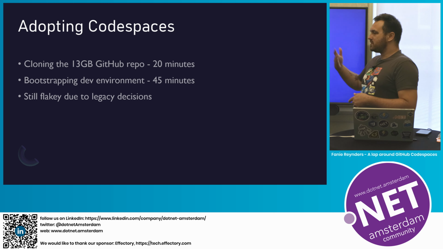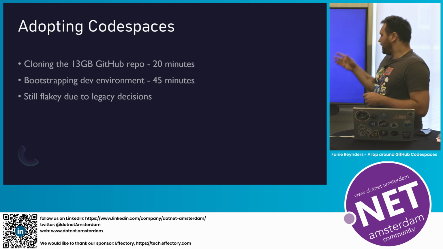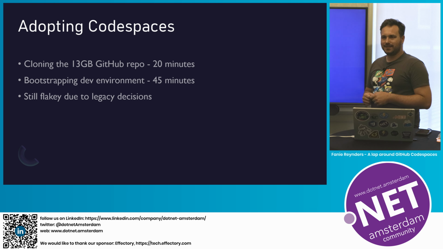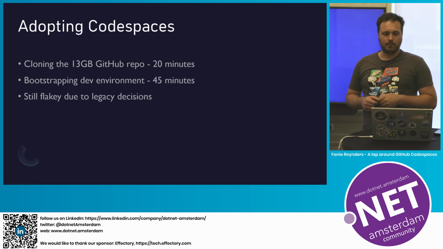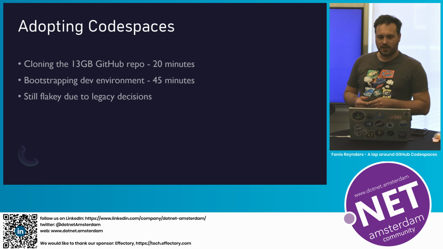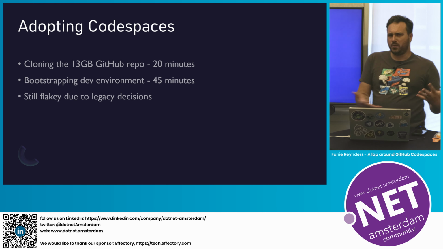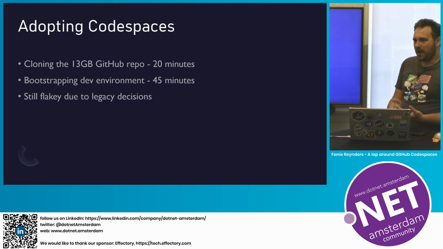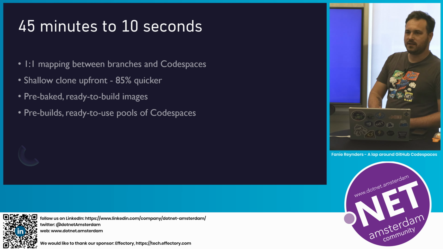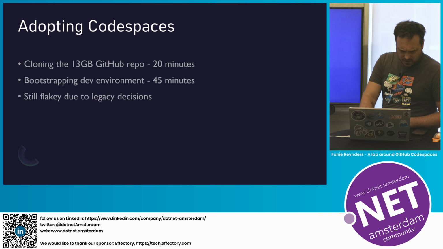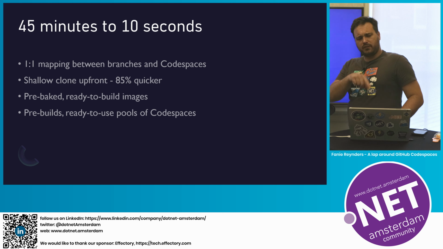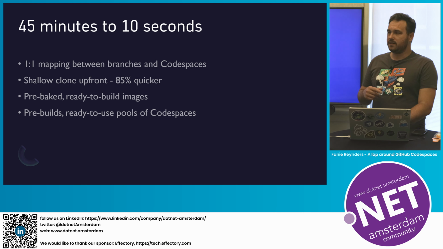So while GitHub was adopting Codespaces, initially it took them 20 minutes to clone a 13 gig GitHub repo. Bootstrapping cost them 45 minutes, right? And it was still flaky. So around 1 hour, you have an environment, which is not bad, but it's an hour, right? So then they took the next mile. From 45 minutes to 10 seconds, here's what they've done.